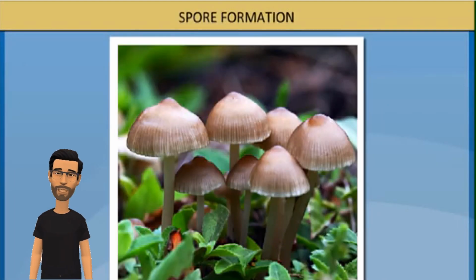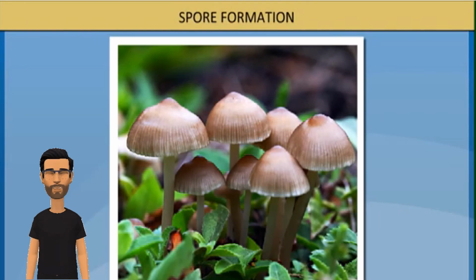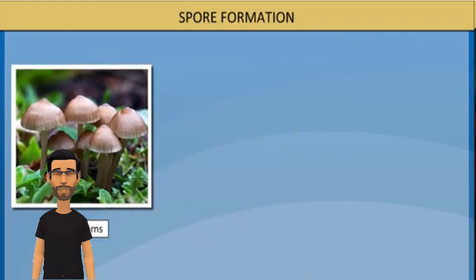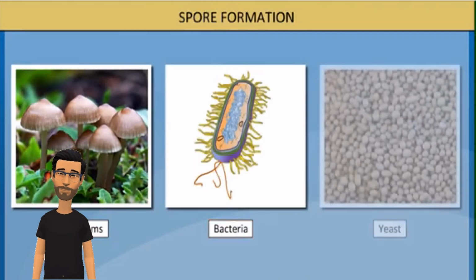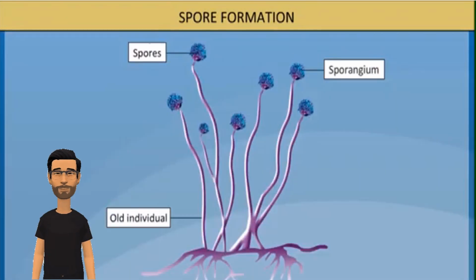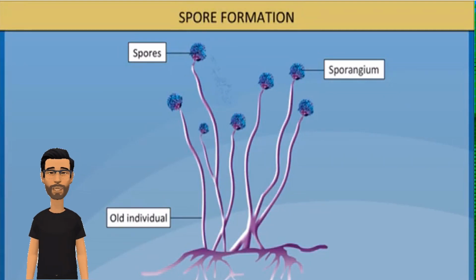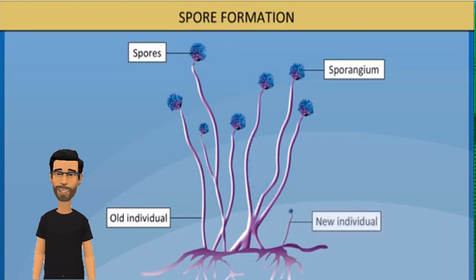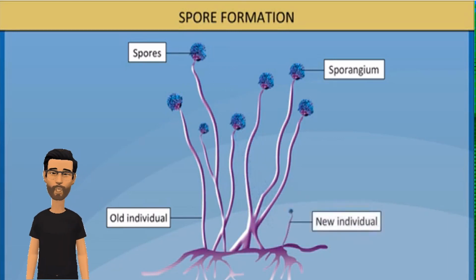Spore formation. During unfavorable conditions, many fungi, mushrooms, ferns, mosses, and bacteria, such as yeast, rhizopus, and mucor, reproduce through spore formation. A spore is a tiny spherical unicellular body protected by a hard and thick wall. Spores are a microscopic structure that help in overcoming conditions unfavorable for reproduction.